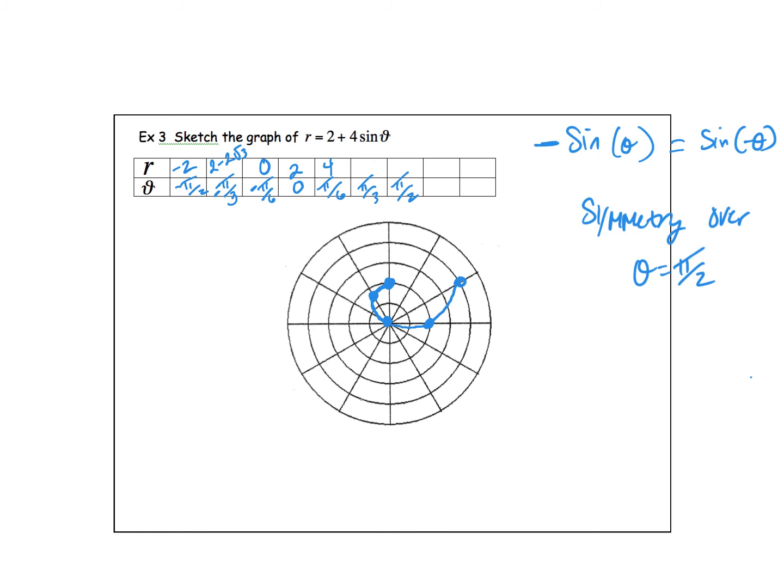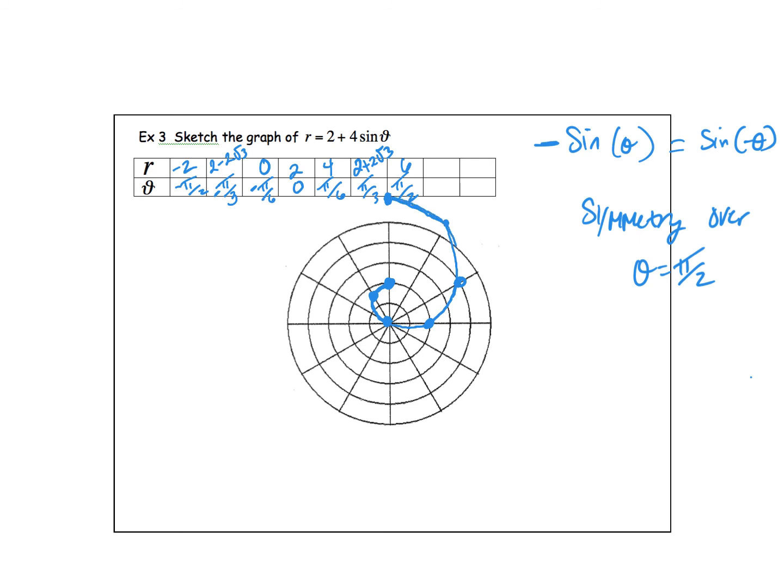Pi over 3 would give me a root 3 over 2 times a 4, which would be a 2 root 3, plus a 2. So 2 plus 2 root 3. That is off our page, so I'm going to estimate it here. And then the last angle I have here is pi over 2. 1 times 4 plus 2 will be the 6. So again, off of our page, up there a little bit more.